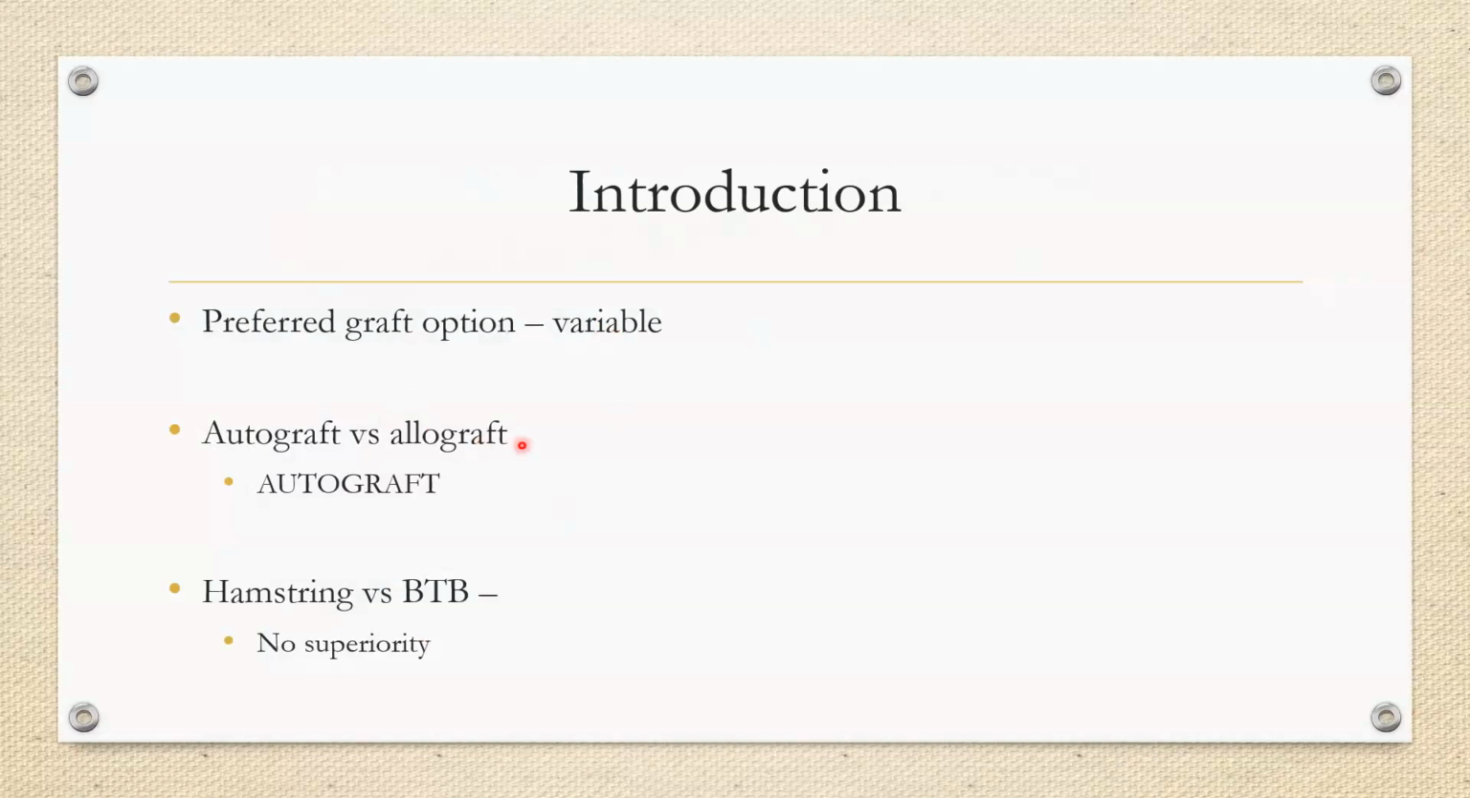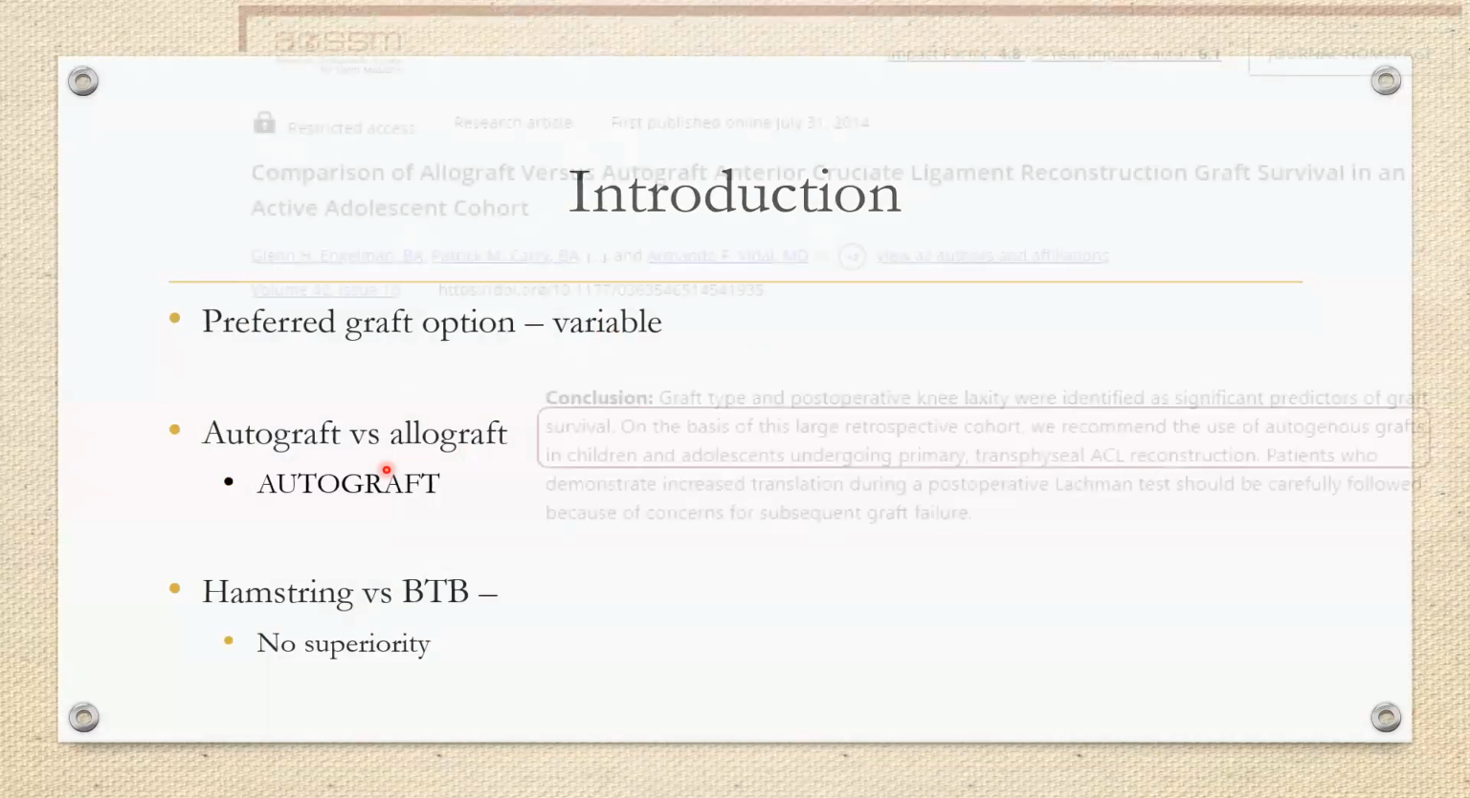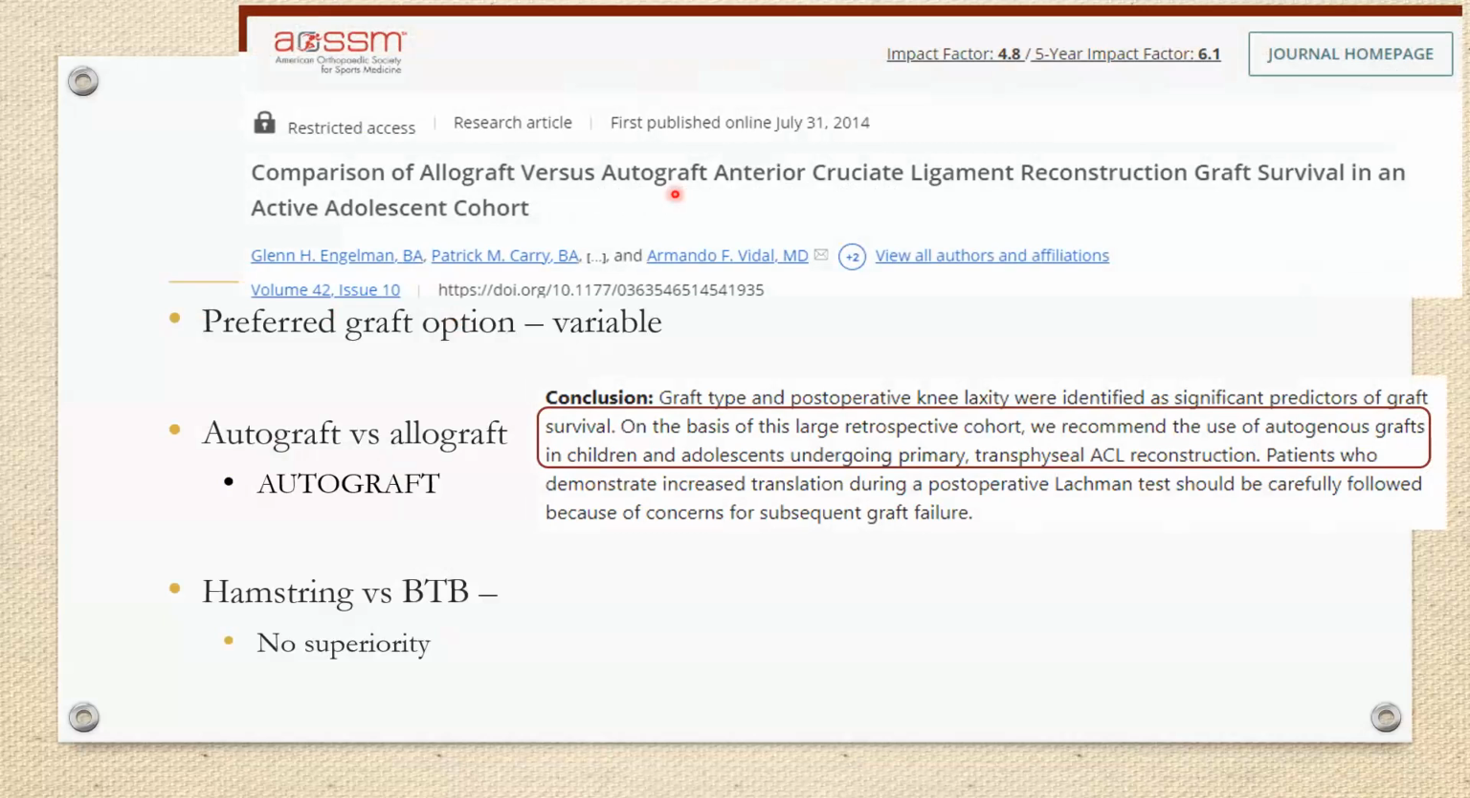There are also a few authors who seem to prefer allograft as good as autograft. But many studies have shown that autograft is definitely, unequivocally better than an allograft. For example, this study by Engelmann et al. in 2014 compared allograft and autograft for ACLs, and they proved that autograft works way better than allograft with regards to patient-related outcomes, lesser failure rates, and also higher rates of return to sports. So autograft is the option to be preferred.